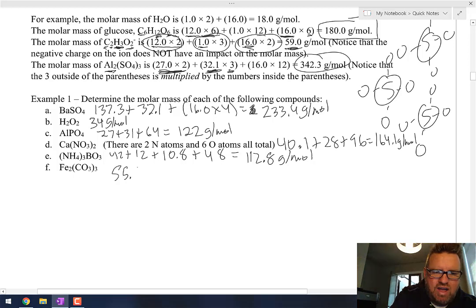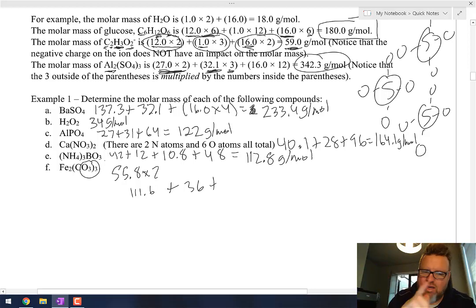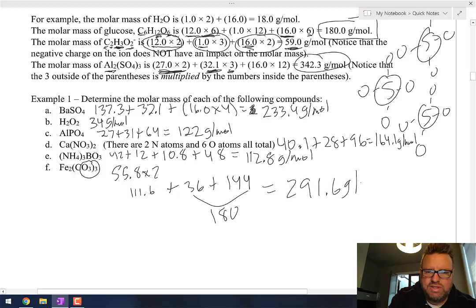Iron is 55.8 times 2, which will be 111.6. Plus carbon, 12 times 3 is 36. And then again, be careful here on these oxygens. Oxygen is 16, and there's 3 O3s. That doesn't make 6. That makes 9. 16 times 9 is 144. So plus 180, or 144 plus 36, this is 180, and 180 plus 111.6 is 291.6 grams per mole.